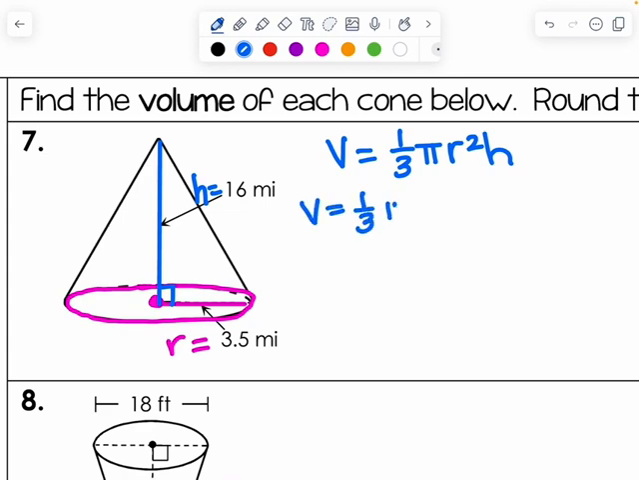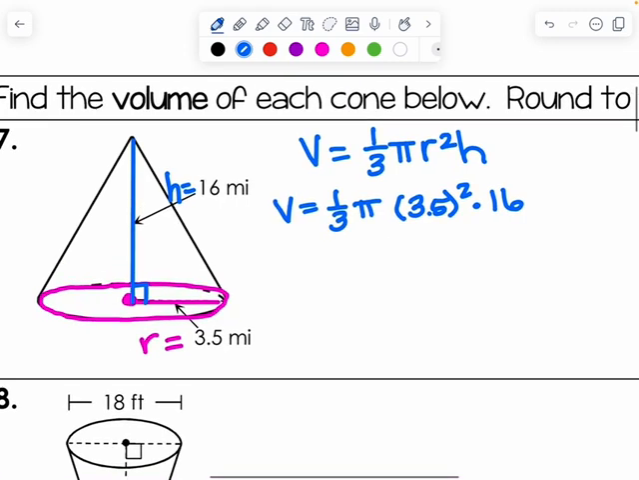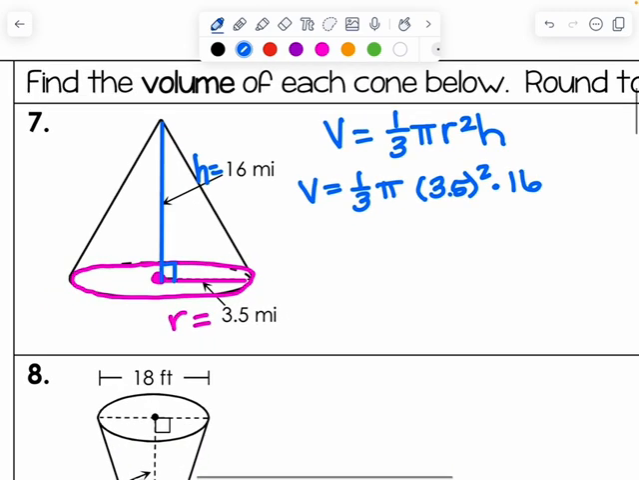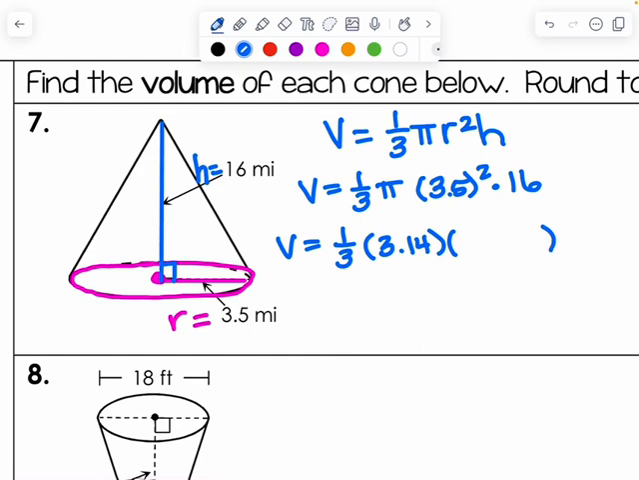Okay, now we said that our radius was 3.5. Okay, so I'm going to put 3.5 squared right there. Okay, now do not work ahead of me. I want you to make sure that you're staying with me. So I want everybody to put 3.5 times 3.5 in their calculator so we can get this 3.5 squared. Okay, and what we're going to write is we're going to write 1/3. Pi is 3.14.